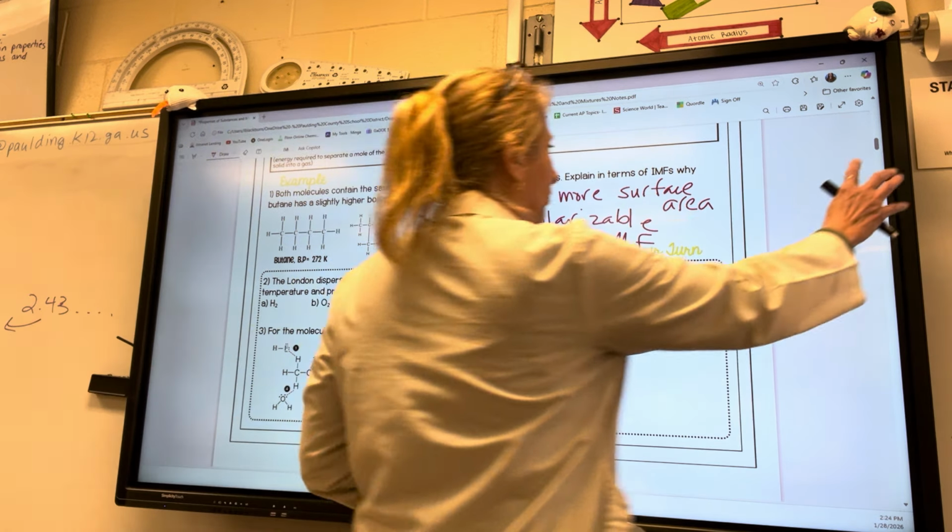For the molecule below, identify if the bonds are hydrogen or not. So we're going to write 1, 2, 3, 4, 5.